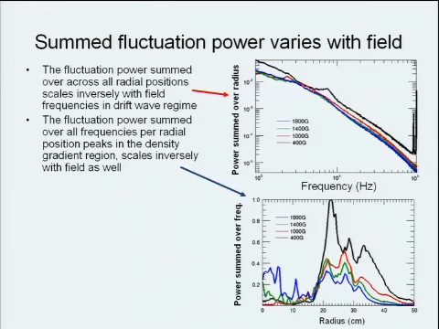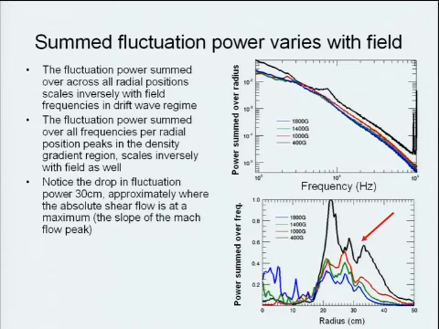Looking at the power summed in frequency per radius is a little more illuminating. You can see a clear variation in field, especially in the cathode edge region, where 400 Gauss has the largest fluctuations and it decreases from there. In fact, 400 Gauss has almost twice as much as the next few fields, whereas the variation doesn't change as much as you go higher in field.